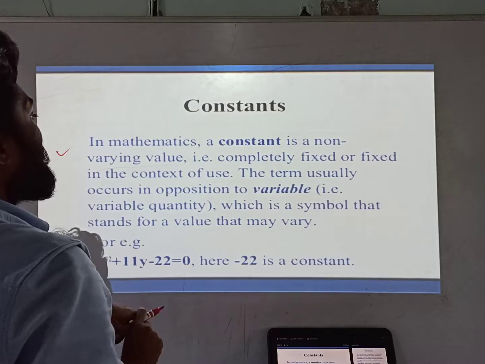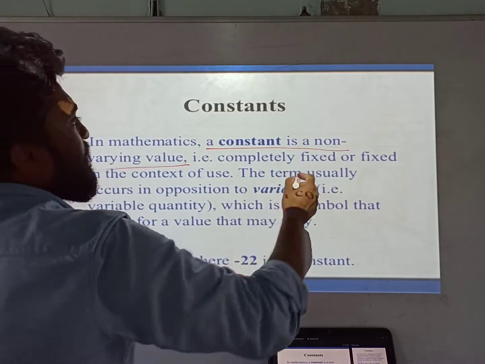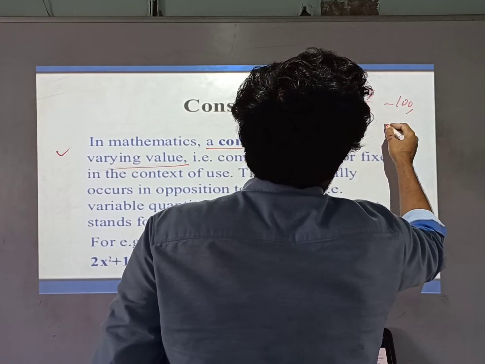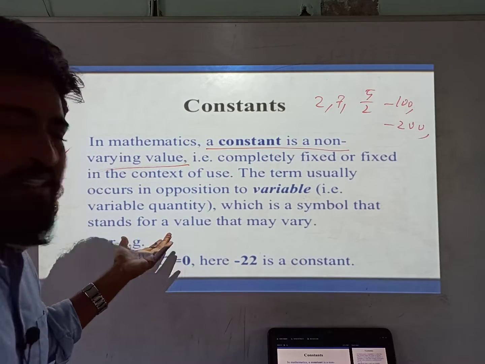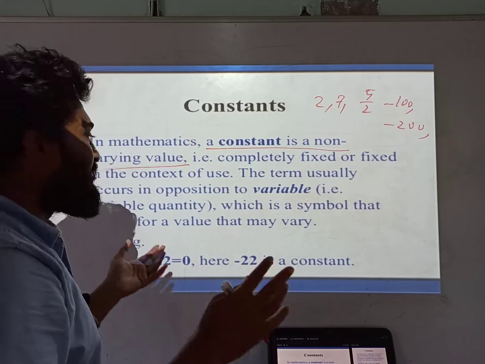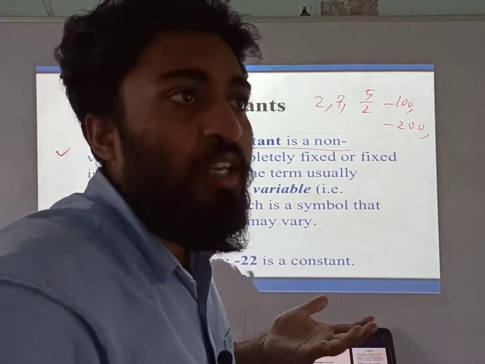You see, in mathematics, a constant is a non-varying value. For example, 2, 7, 5 by 2, minus 100, minus 200, all are examples of constants. Okay, nothing to explain here. This is what they are talking about: constant. What is constant? Fixed, like this. So constant, we understand, is obviously fixed. That is why we are calling it constant.